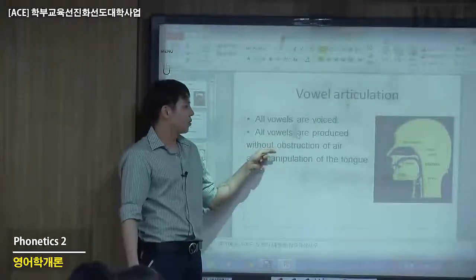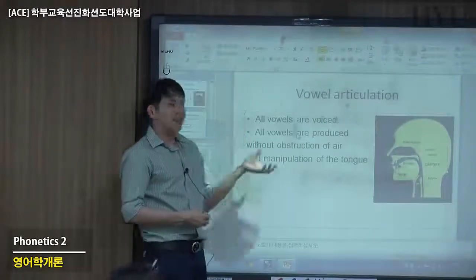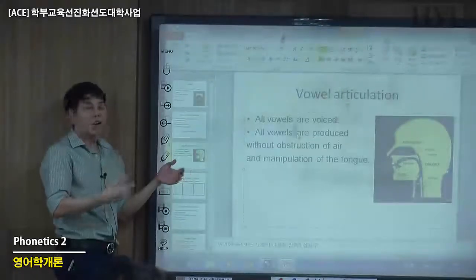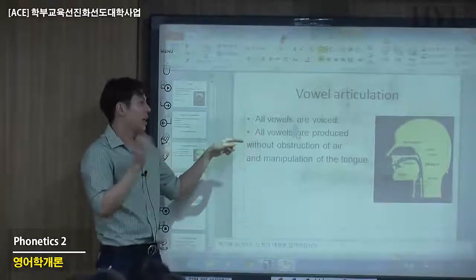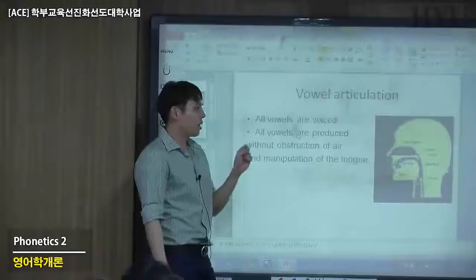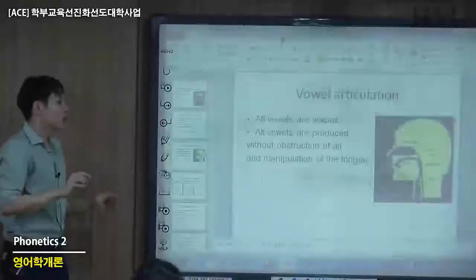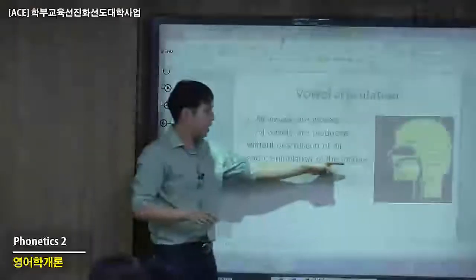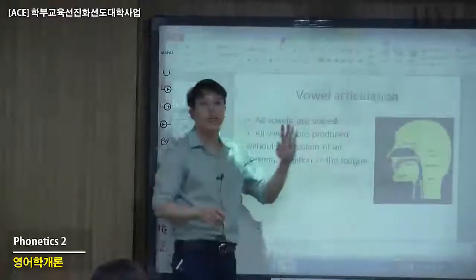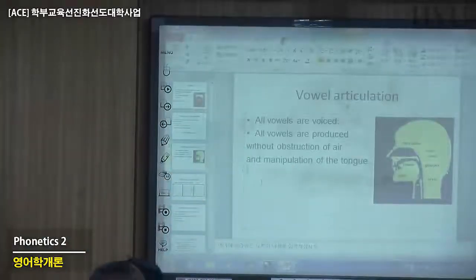And all vowel sounds are produced without obstruction of air. In other words, this is different from consonants, right? Because when you pronounce consonant sounds, you have some obstruction of the air. But for vowels, no obstruction of the air. The air can pass freely through the mouth. But the reason why you can make different vowel sounds is that different parts of the tongue will make different vowel sounds. So when we describe vowel sounds, we pay attention to the tongue only, not the lips, the alveolar ridge, or anything like that.